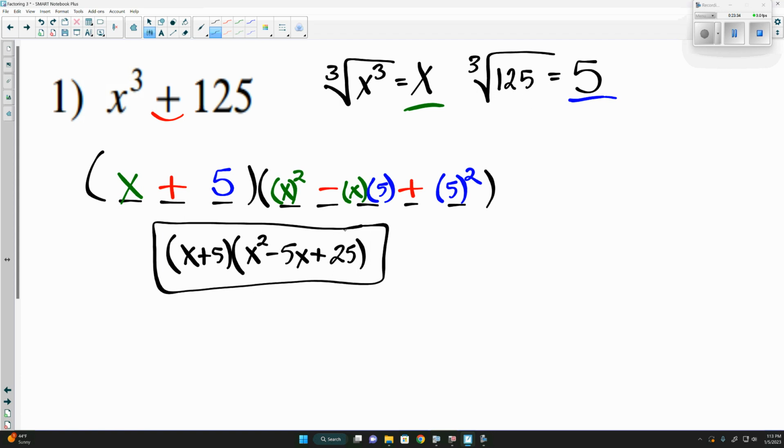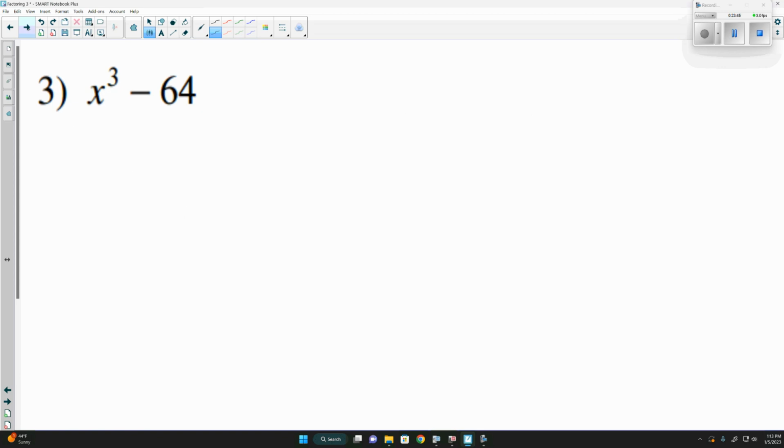And that's it. So these aren't too bad once you get the pattern down or understand how the pattern works. Questions on these here? Let's look at this next one here.